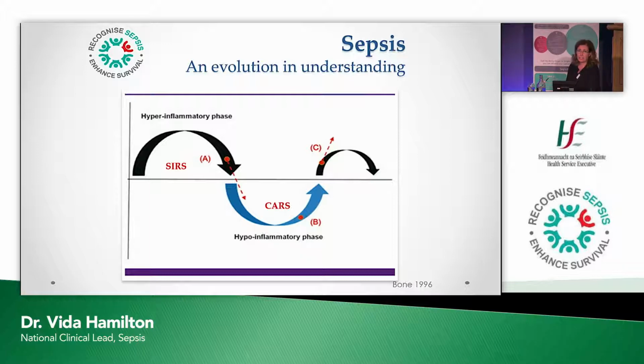Professor Levy referred to Professor Bone, who was the lead in the first consensus definition of sepsis. Professor Bone's work was primarily done in a mouse model. What he found was that in the mouse model of sepsis, there was a pro-inflammatory response that was subsequently followed by a compensatory anti-inflammatory response.